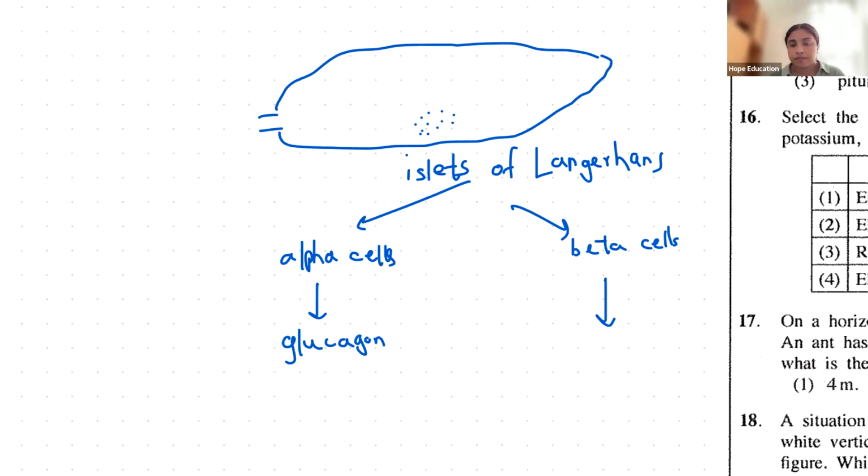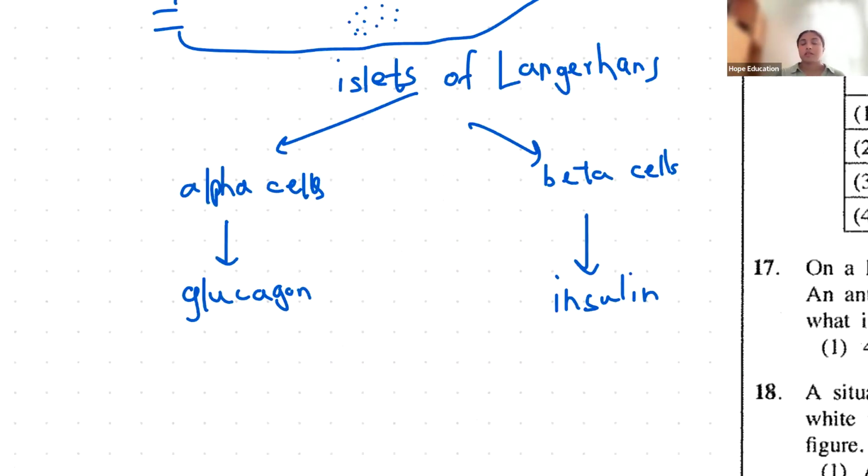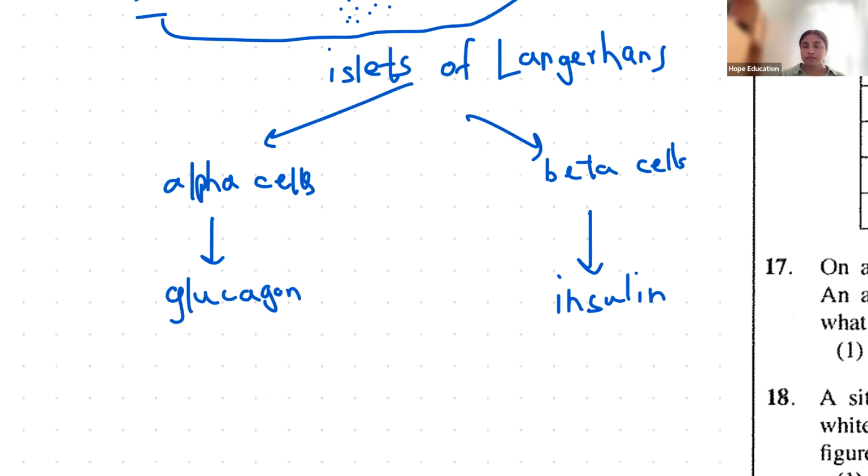Beta cells secrete insulin. What is the function of insulin? In the exam, if they ask what the function of insulin is and you write that it converts glucose to glycogen, yes, it is true, but depending on the marking scheme, we are not sure it will get full marks.